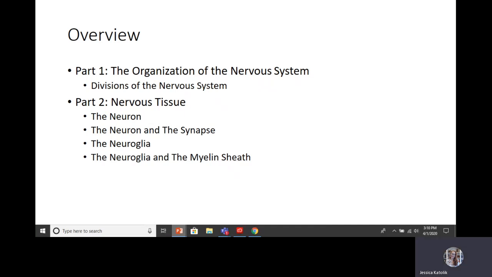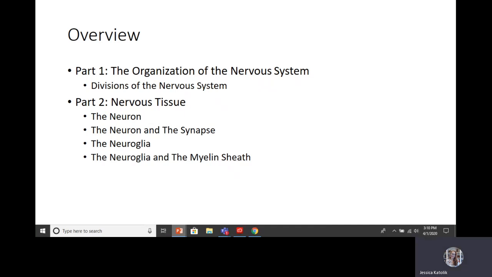Part 2 is going to focus on nervous tissue. We started looking at nervous tissue in Chapter 3, but here we're going to look at it in a lot more detail. There will be 4 videos for Part 2. The first one will look at the neuron, which is the fundamental cell of the nervous tissue. And this is a cell that is able to generate and propagate electrical current and is used for communication. We call that electrical current action potentials in physiology.